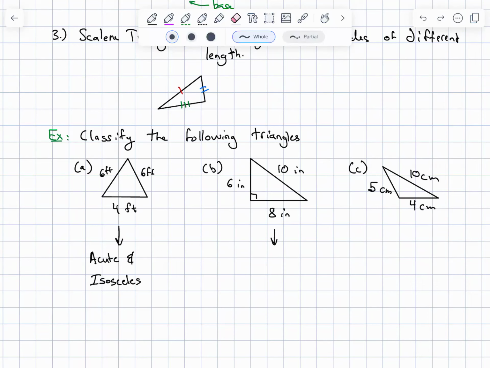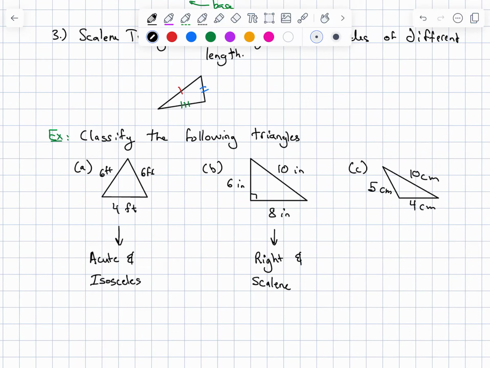So because it has a right angle there, we know immediately that this is a right triangle. And then looking at the side lengths, all the side lengths are of different measures. So it's a right triangle, and it is also scalene.